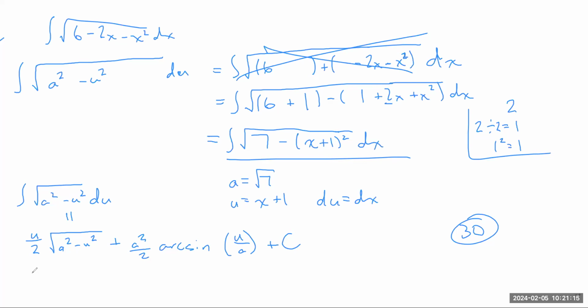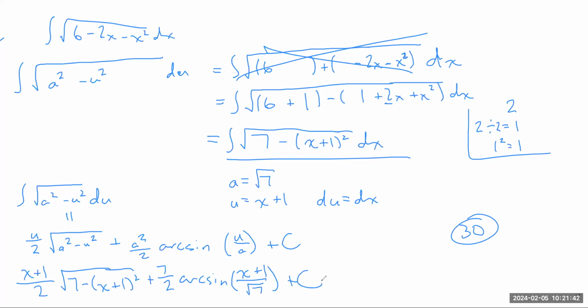All right, so now we can swap in all of our things, right? What's our u? x plus 1 over 2 times the square root of 7 minus x plus 1 squared, plus a squared over 2, so 7 over 2, times the arc sine of x plus 1 over radical 7, plus c. Any questions there?